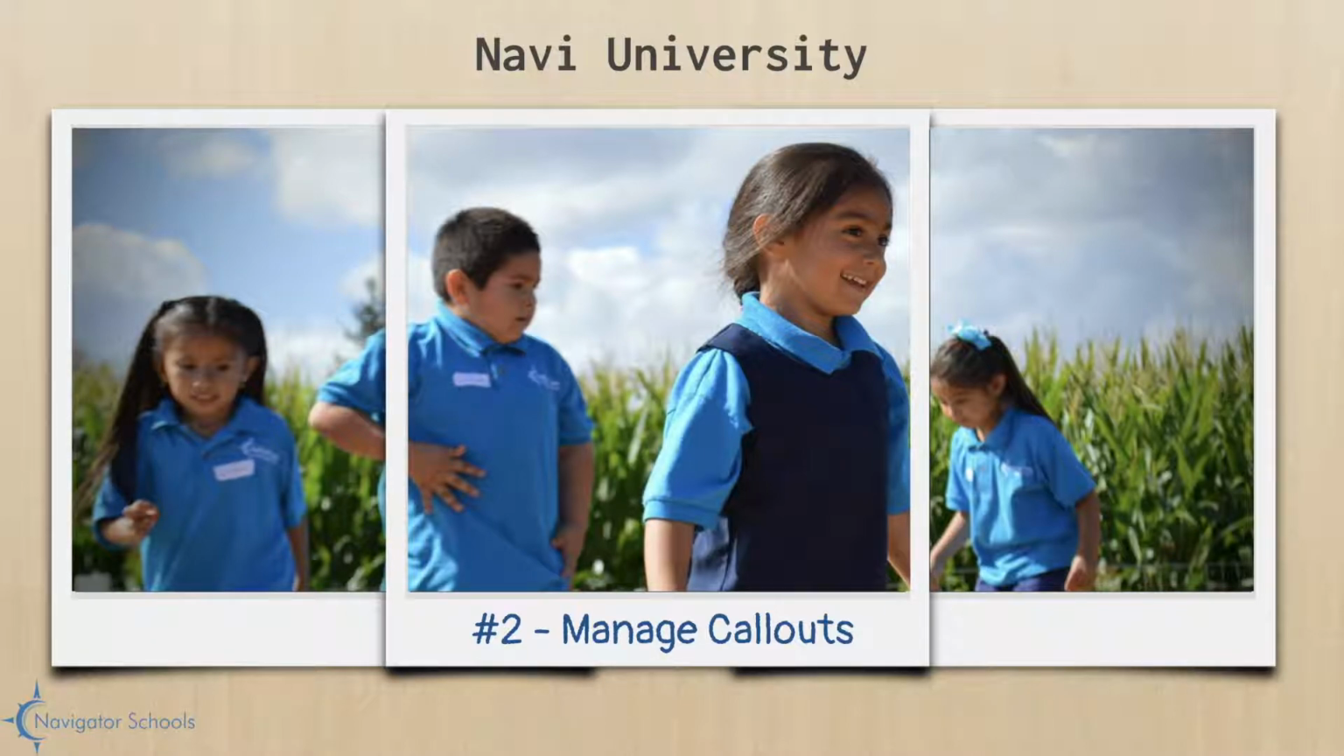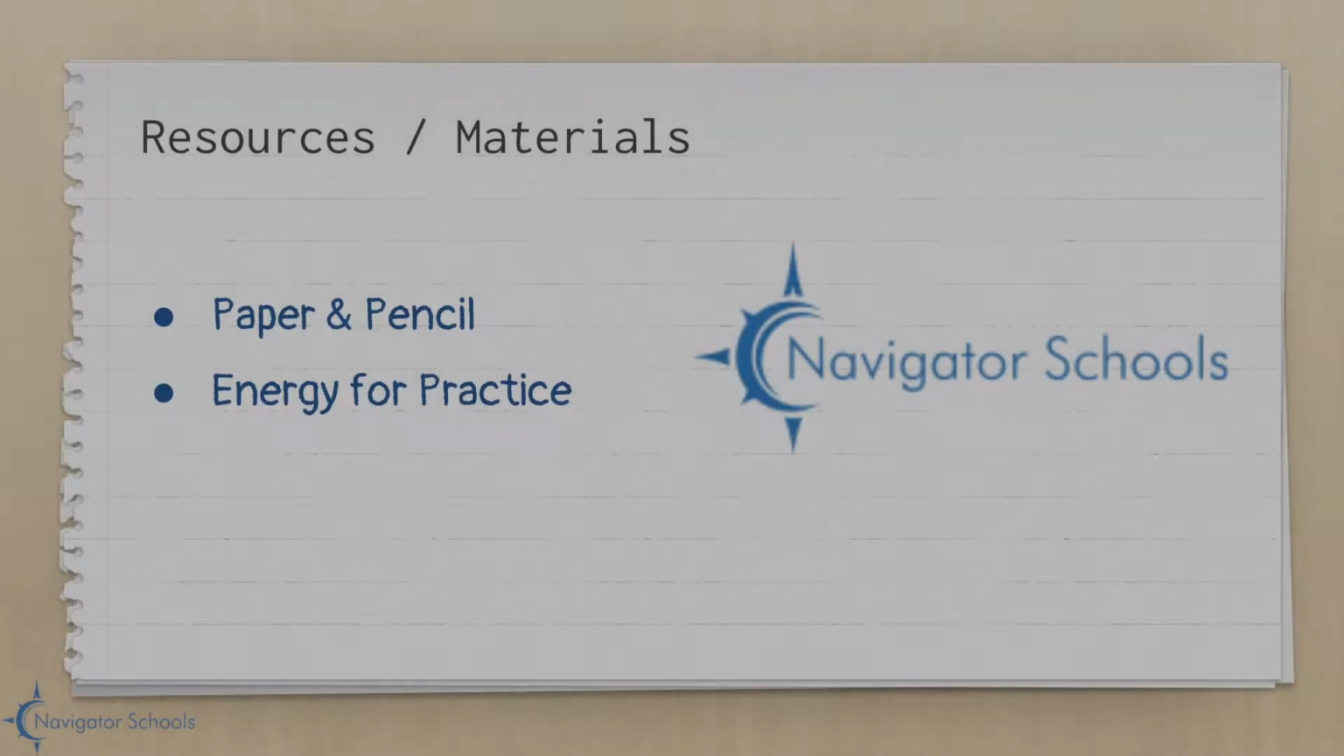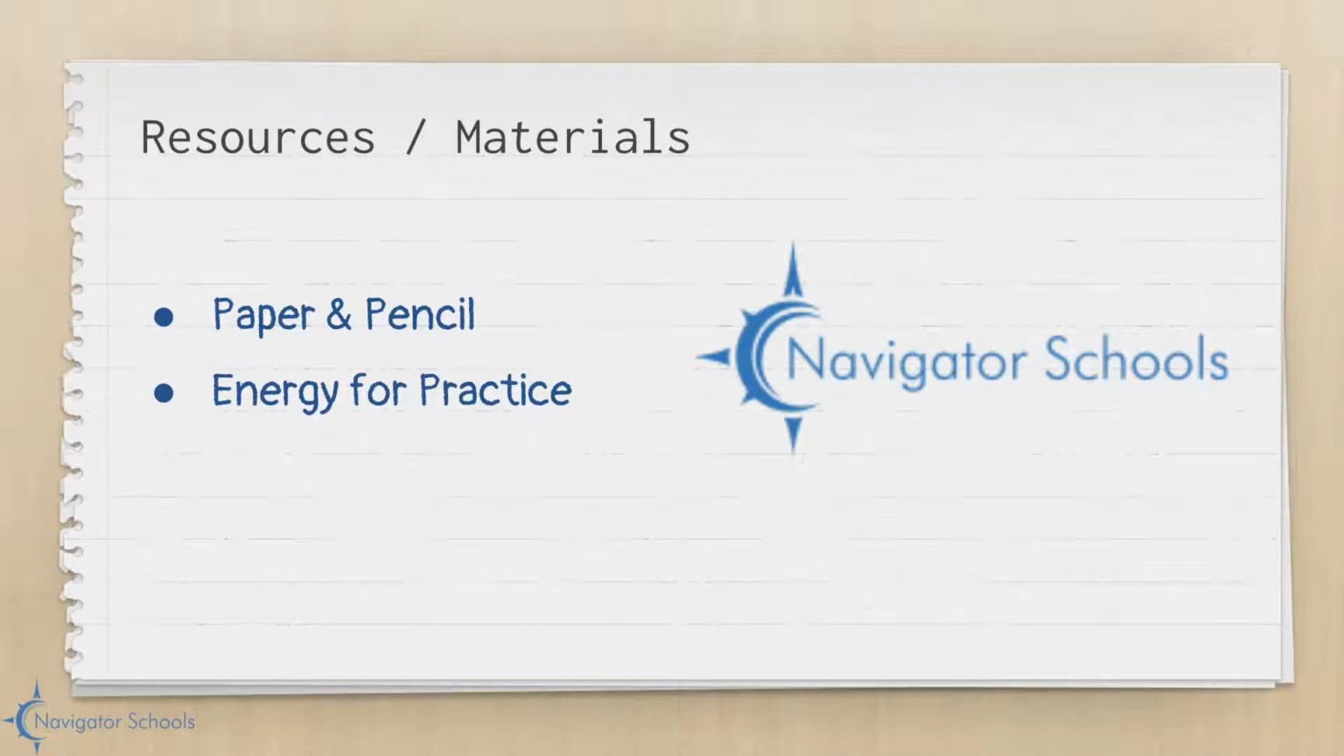This is Navi strategy number 2, manage callouts. You will need the following materials before you get started: paper and a pencil, and energy for practice.